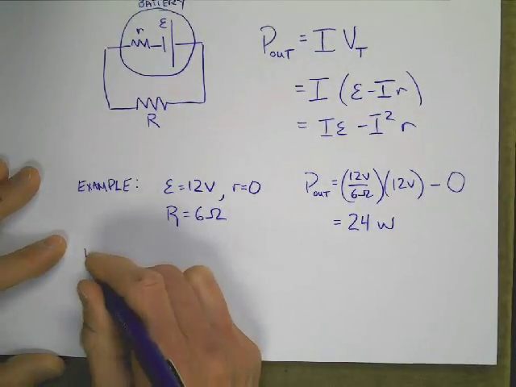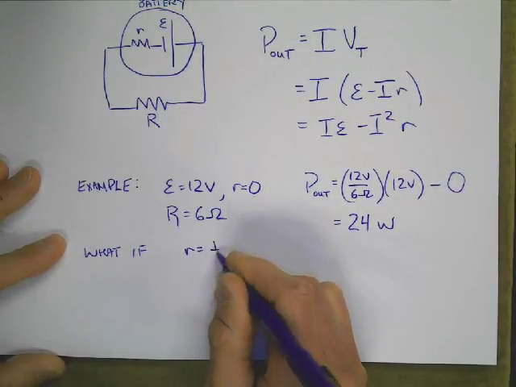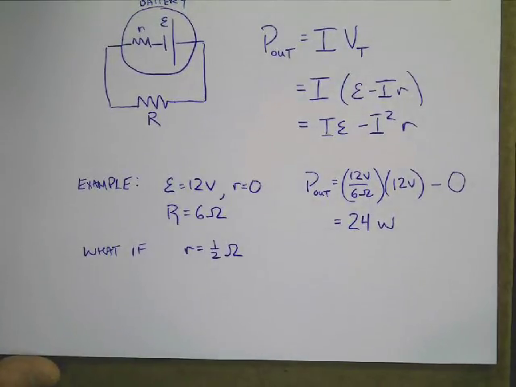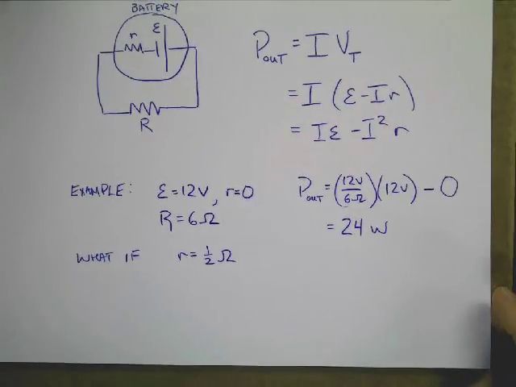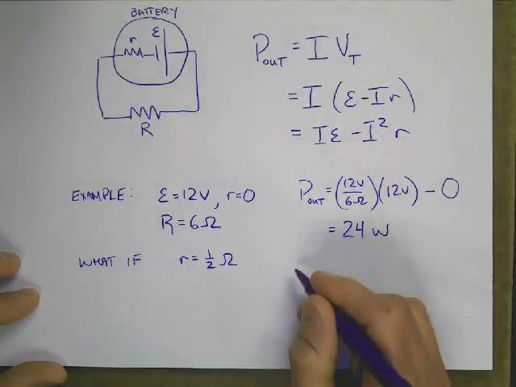So that's kind of the most power that I could get out of this battery. Okay, what if my internal resistance was equal to 1/2 of an ohm? So I hope that you would kind of predict that you're going to get less power. And the question is how much less do we get?